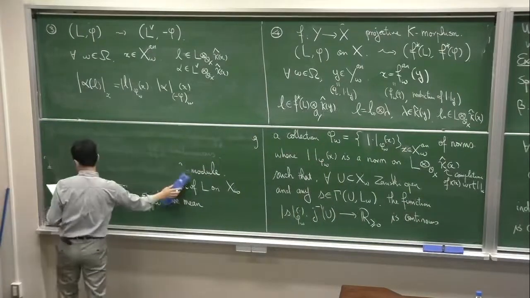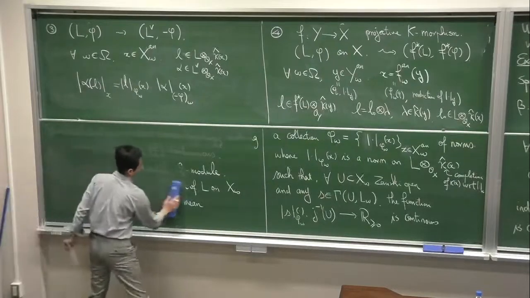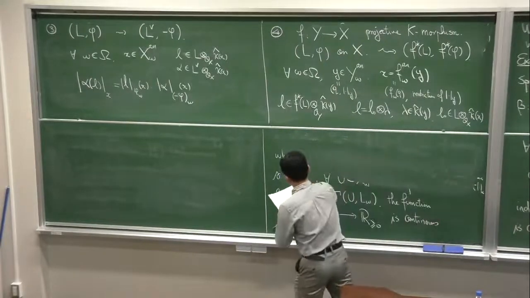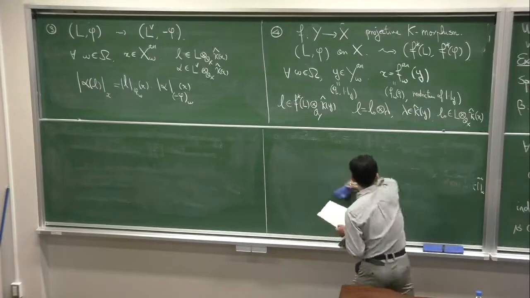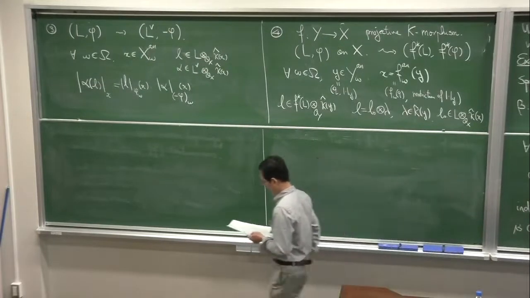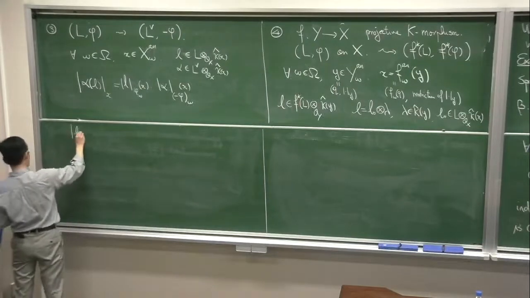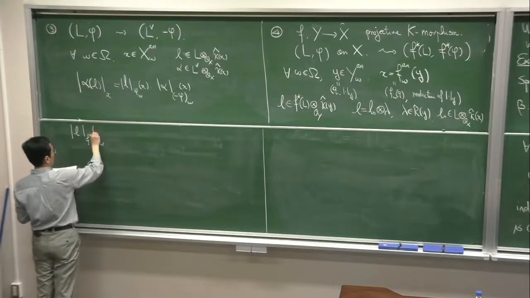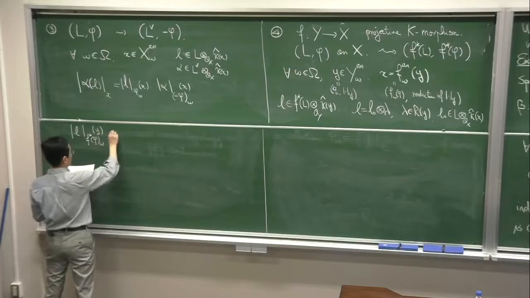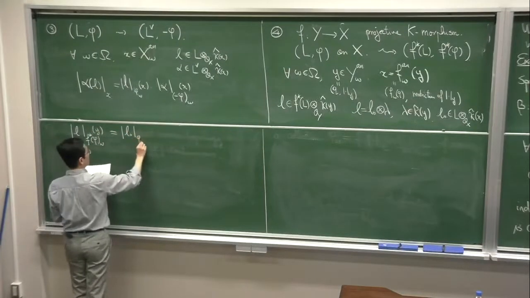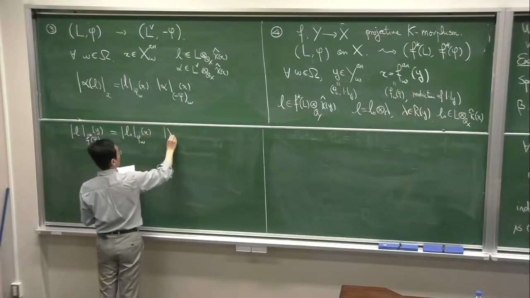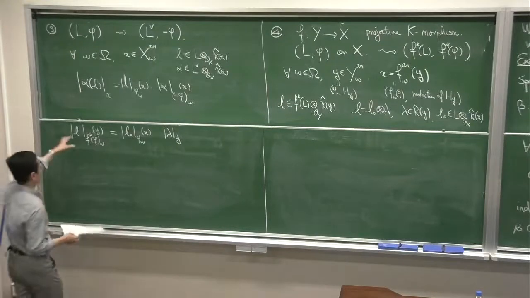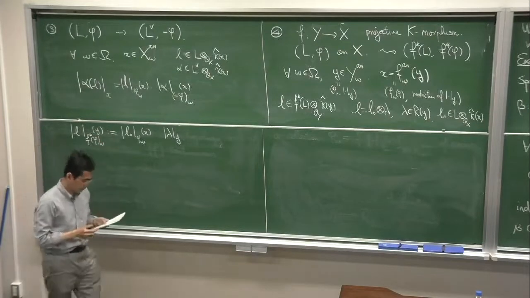So just the extension is given by such a thing. Then the metric can be computed as follows. The norm of L at f star phi omega at y is given by the norm of L0 at phi omega at x times the absolute value of lambda at y. So this gives you the definition of this metric.